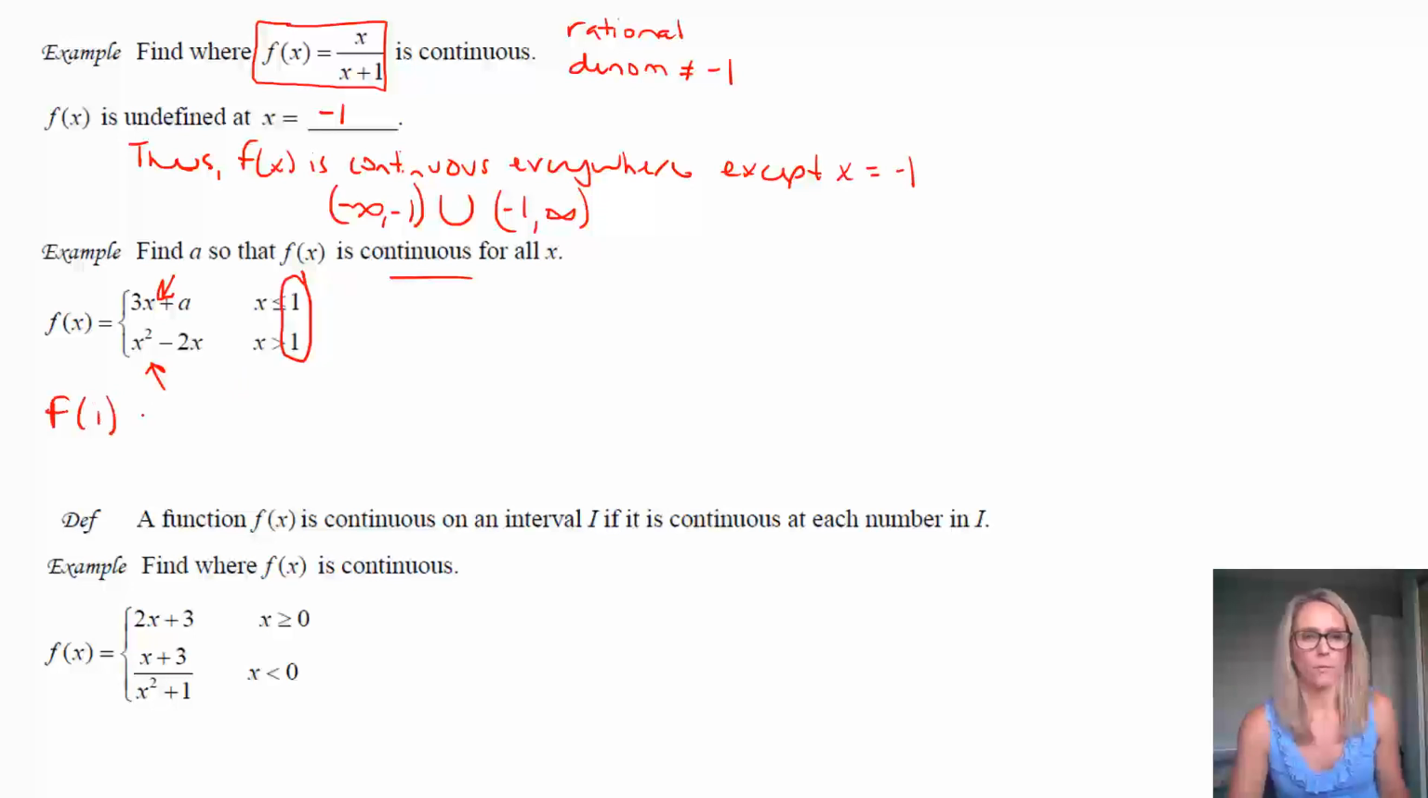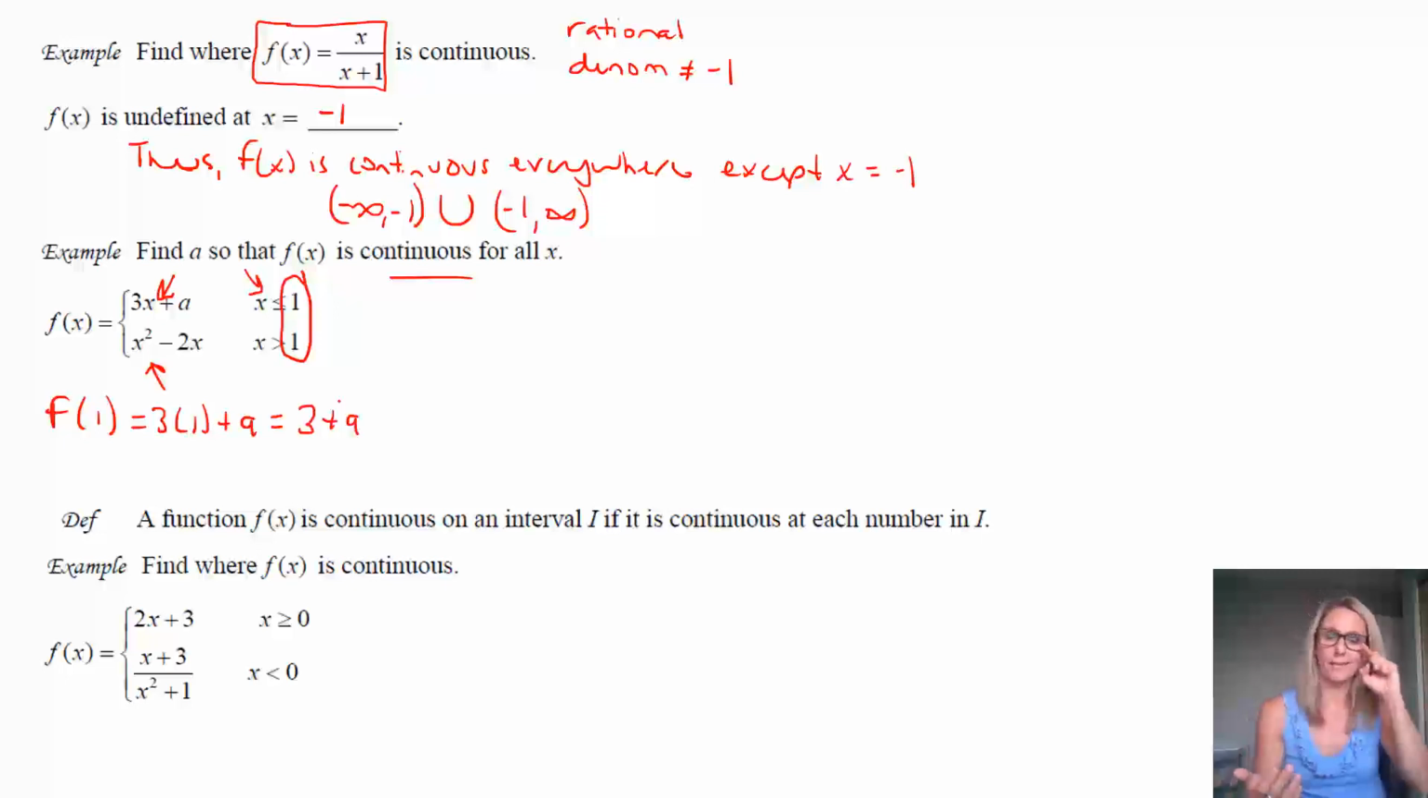So if we put in f of 1, we want to think about what is the value at f of 1. Now I want you to notice that x equals 1 in that top piece. So if we were to plug that in, we're going to get 3 times 1 plus a. Well, we get 3 plus a.